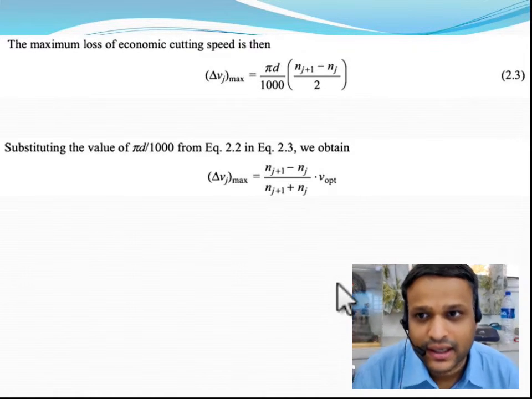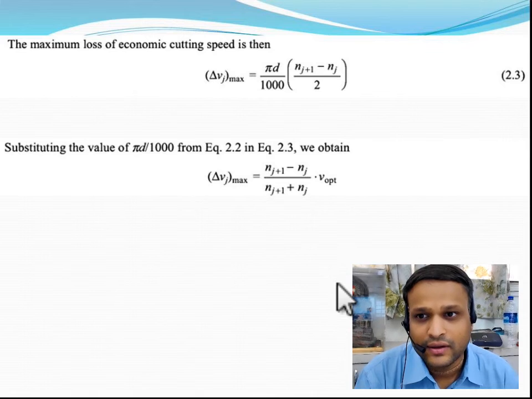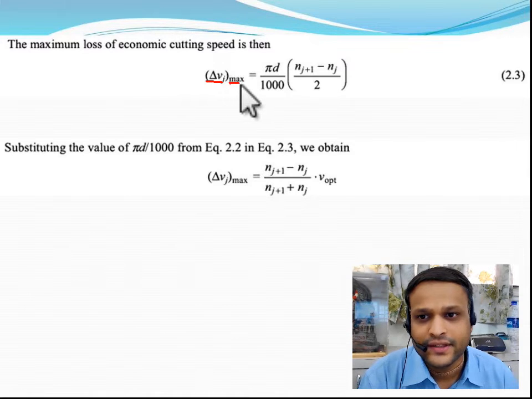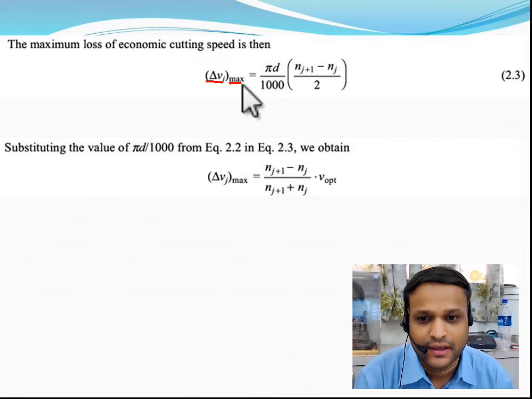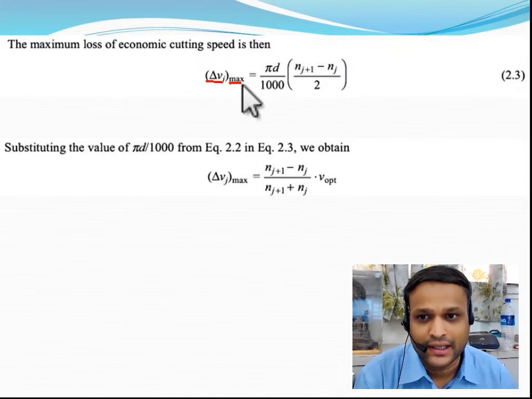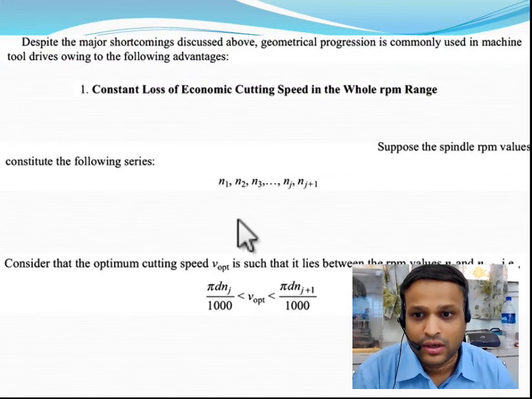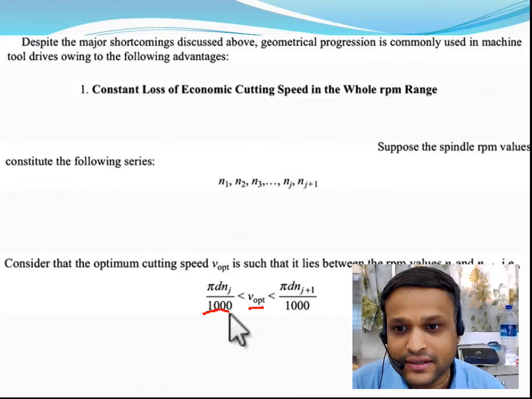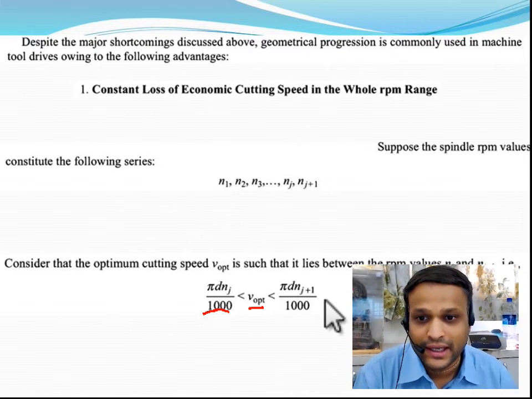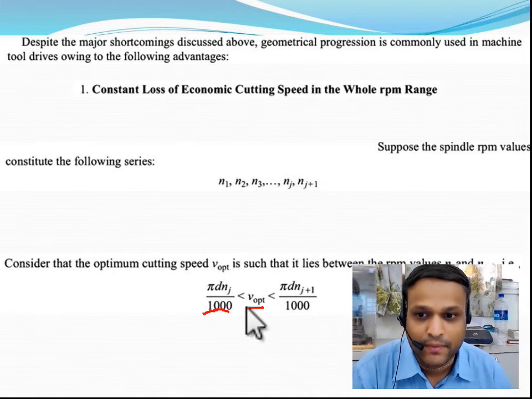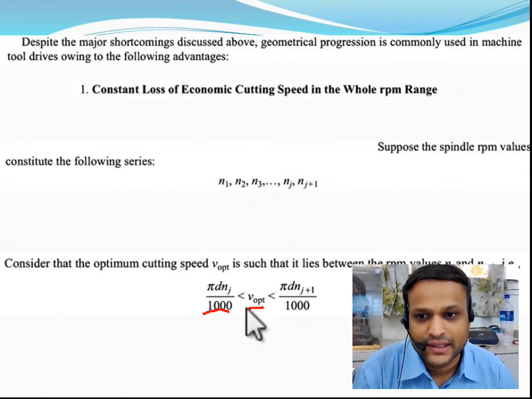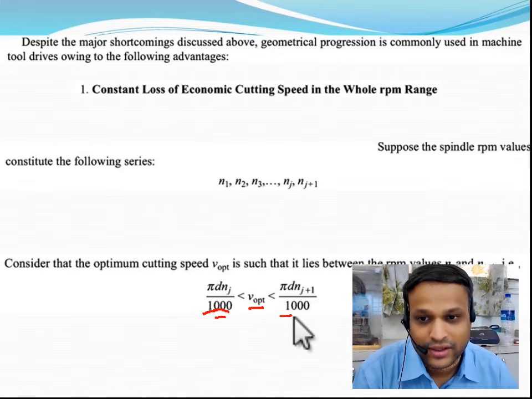Now let us take another case, that the economic cutting speed deviation is maximum, and this is given by delta Vj max. So the maximum difference between the cutting speed and ideal speed will happen if your V optimum either tends to pi d nj by 1000 or it tends to pi d (nj plus 1) by 1000. That means the V optimum is towards one of these extreme ends. And suppose V optimum is tending to this while you're actually machining at this.